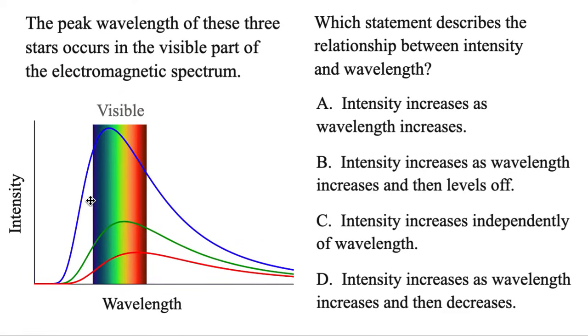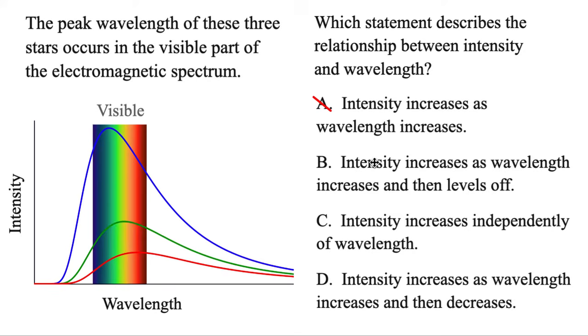You may be asked to describe a graph. The peak wavelength of these 3 stars occurs in the visible part of the electromagnetic spectrum. Which statement describes the relationship between intensity and wavelength? Well, intensity is here, wavelength is here. So A, intensity increases as wavelength increases. Well, wavelength increases when you go to the right, and intensity does increase. However, it also decreases, so that's not the full story. So A is no good.